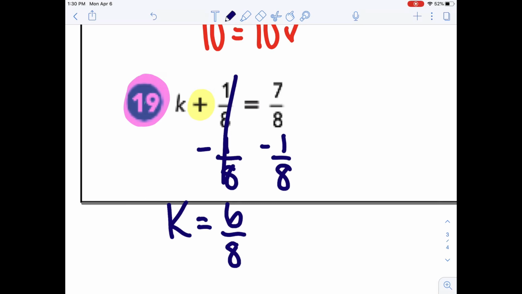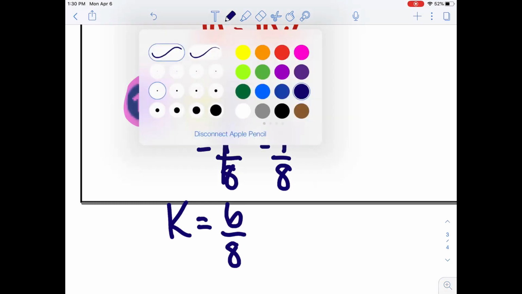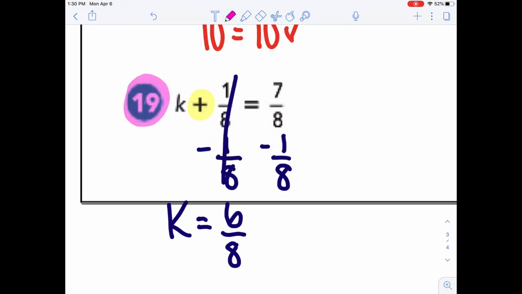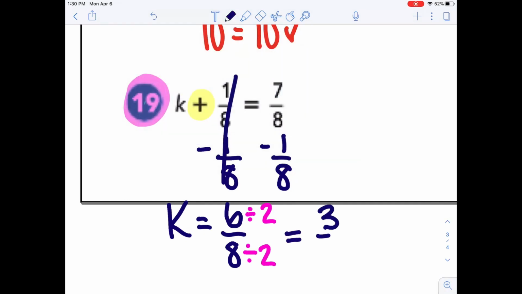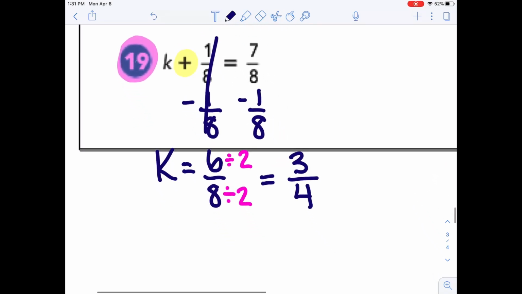Now we need to check with fractions. We always have to check if it's in its simplified form. So 6/8, can we divide 6 and 8 by something that would give us our fraction in our lowest terms? Yes, we can divide both of these by 2 to simplify. When we divide by 2, we get 3/4. So that's a potential answer here for number 19.